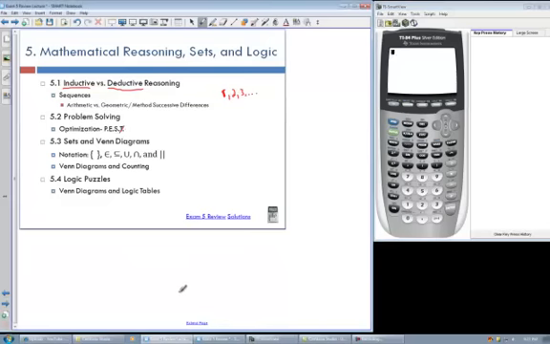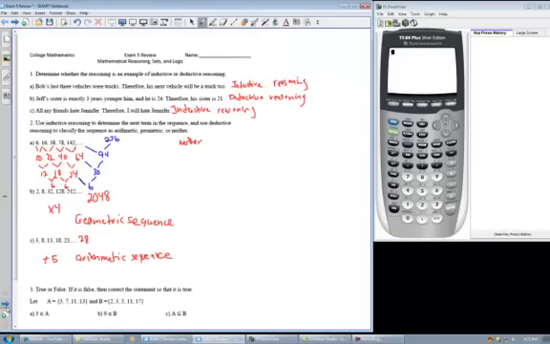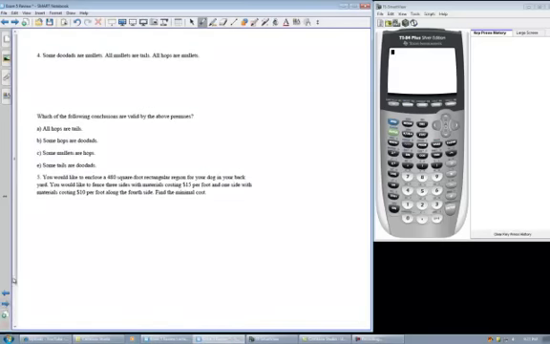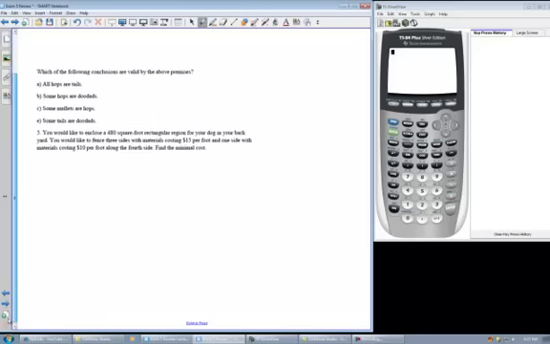And so let's take a look at an example from the review here. And let's go to the next page. And so flip it over. And look at number 5.